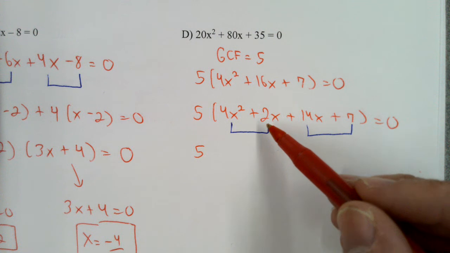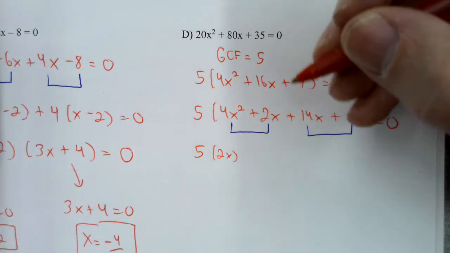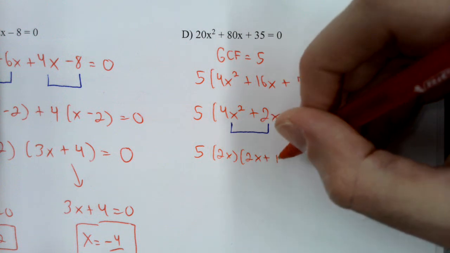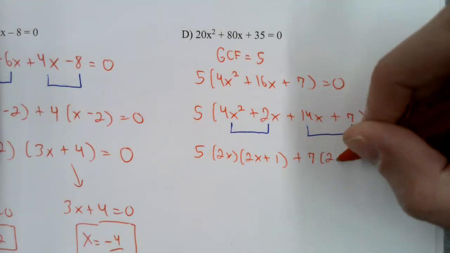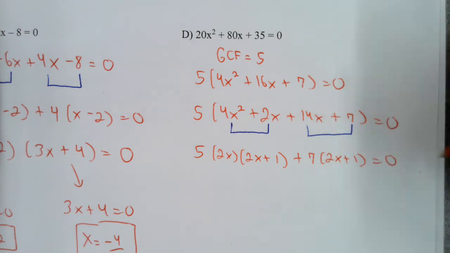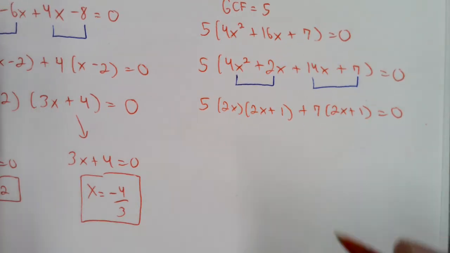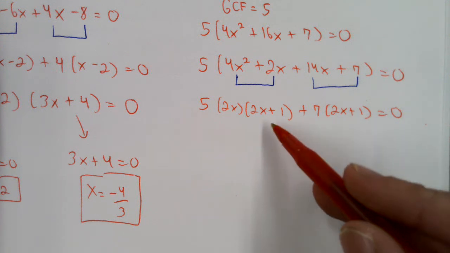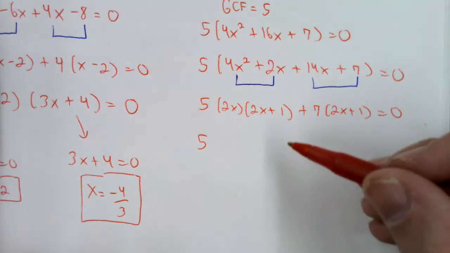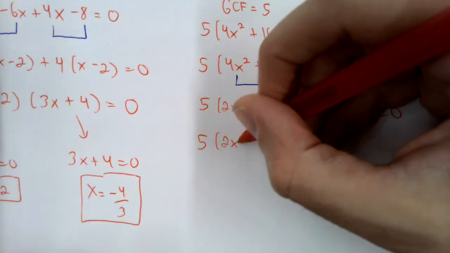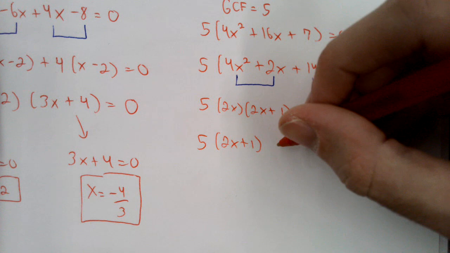This group has a GCF of 2x. Leaves you with 2x plus 1 in parentheses after you factor it out. Second group has a GCF of 7, and it leaves you with 2x plus 1 in parentheses. Again, notice how these parentheses always match. So that gets factored out. You can keep the 5 out front, though. 5 times 2x plus 1 times everything left over, 2x plus 7.